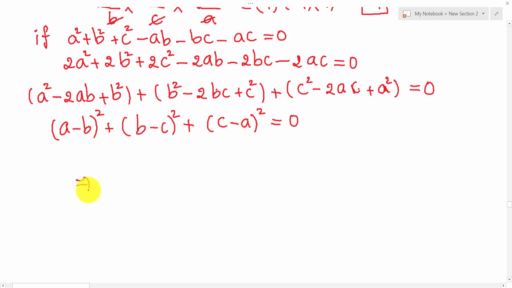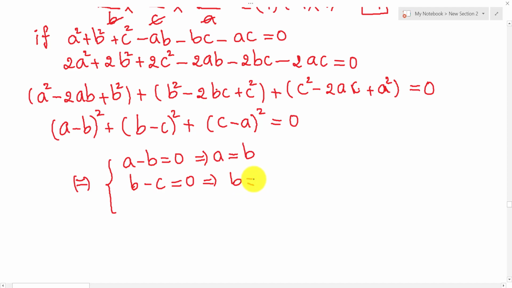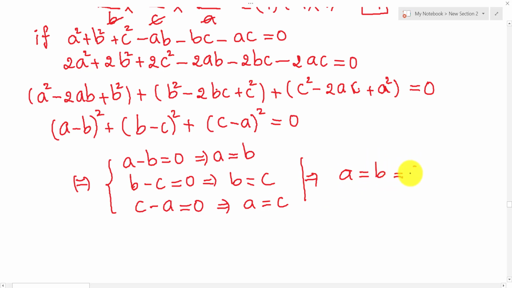Now we get a minus b equals 0, I get a equals b. And b minus c equals 0, I get b equals c. And c minus a equals 0, and I get a equals c. Also this a equals b, b equals c, and a equals c. So I get a equals b equals c.